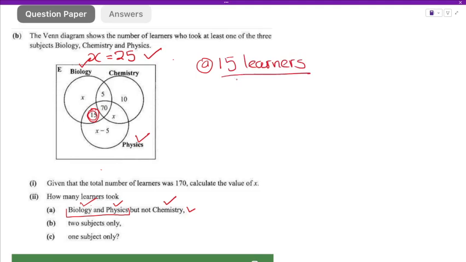As simple as that. So pay attention to the wording. I keep speaking about this one. Wording, the way they phrase the question, is very important for you to understand.